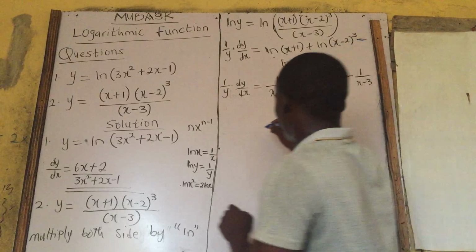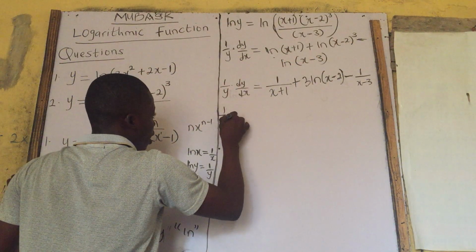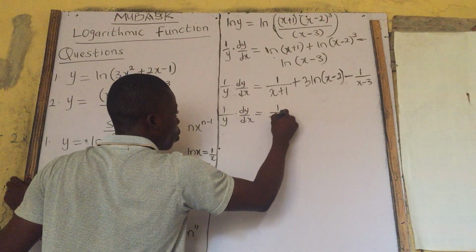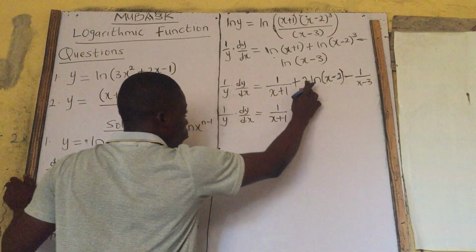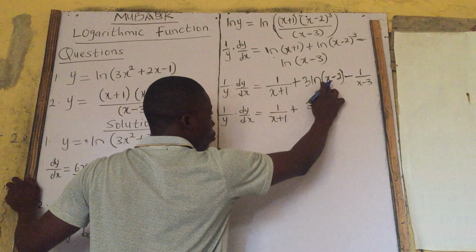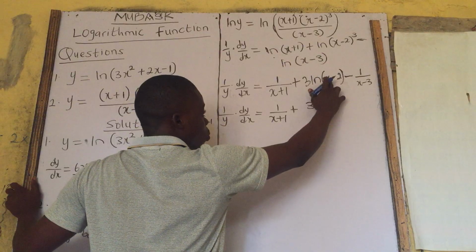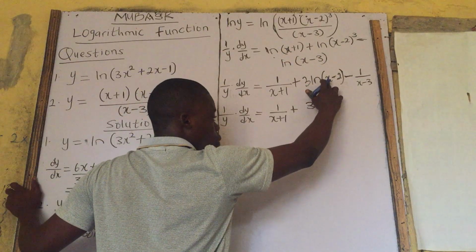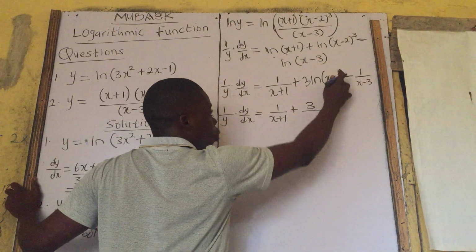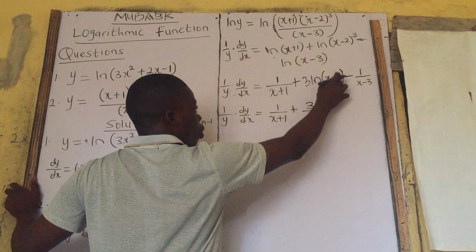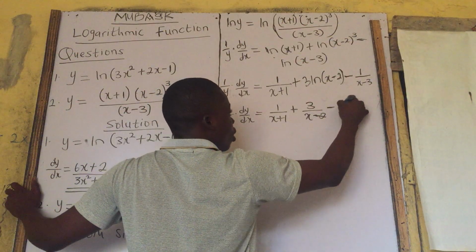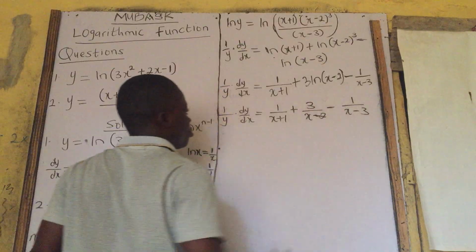Now, 1 divided by y multiplied by dy all over dx equal to 1 all over x plus 1 plus 3. If you differentiate this, it will give us 1. If you differentiate x, it will give us 1. 1 multiplied by 3 will give us 3, divided by x minus 2, constant is 0, so that has gone. Minus 1 all over x minus 3.